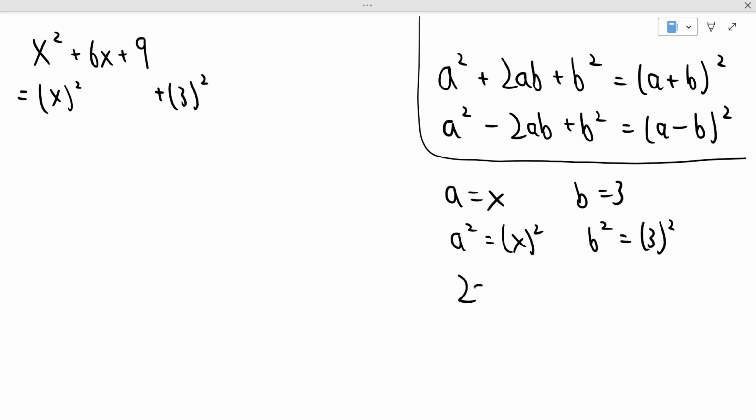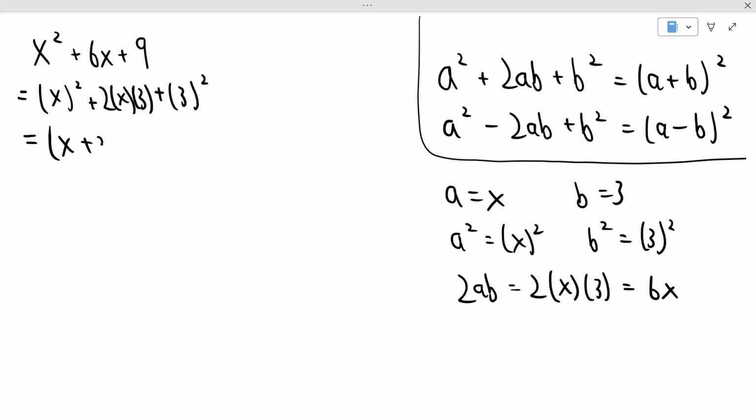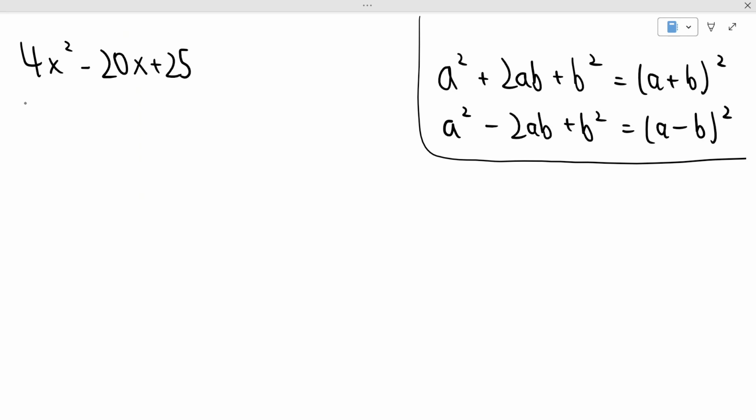So this means our 2ab term is simply 2 times x times 3, which equals 6x, and that's the same as the 6x term in our original expression, so we can rewrite that as 2 times x times 3. So now our expression is in the form a squared plus 2ab plus b squared, where a equals x and b equals 3. So our entire expression is just equal to parentheses x plus 3 all squared, and this is our final answer. Let's do another example.